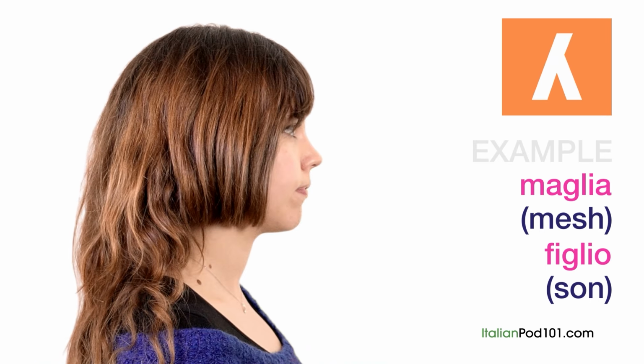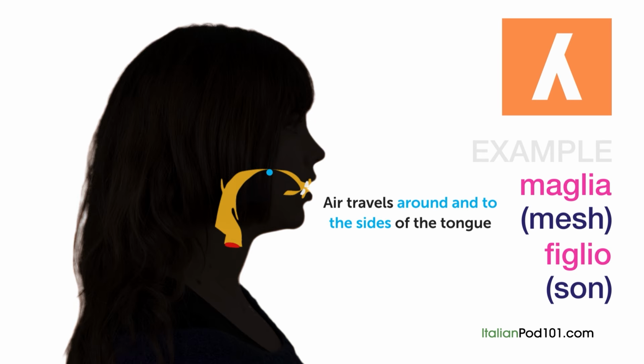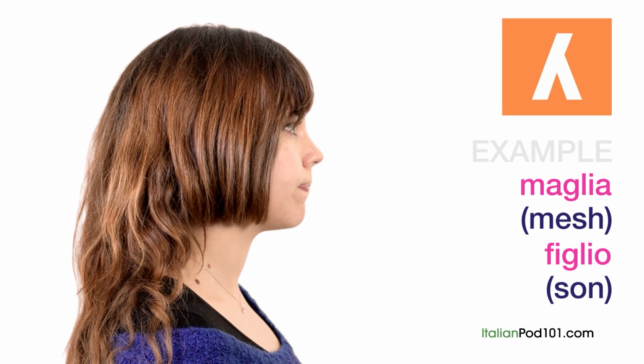The next consonant is gl, maglia, figlio. Let's break down this consonant. You can sometimes produce this sound by saying the English word million. Try it. Try to think of it as pronouncing a regular English l, but instead of using the tip of your tongue, try to use the blade or the middle part of your tongue.